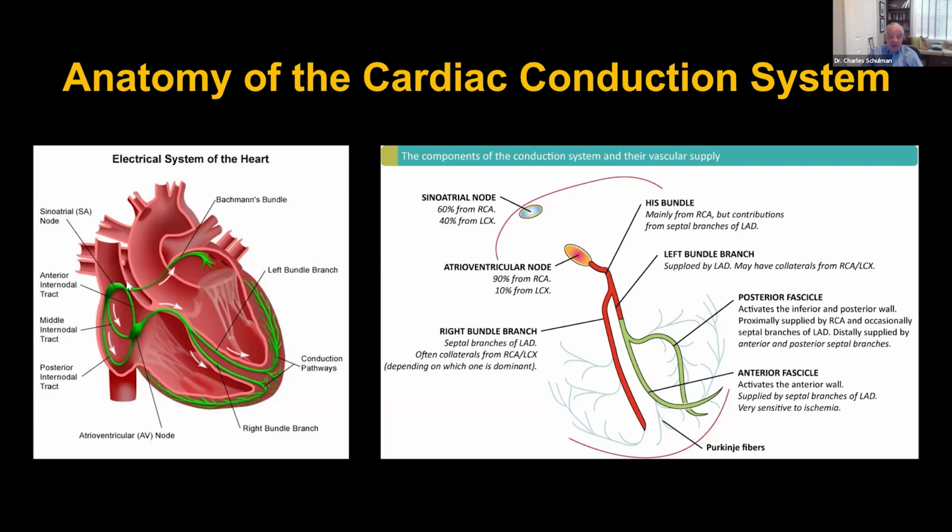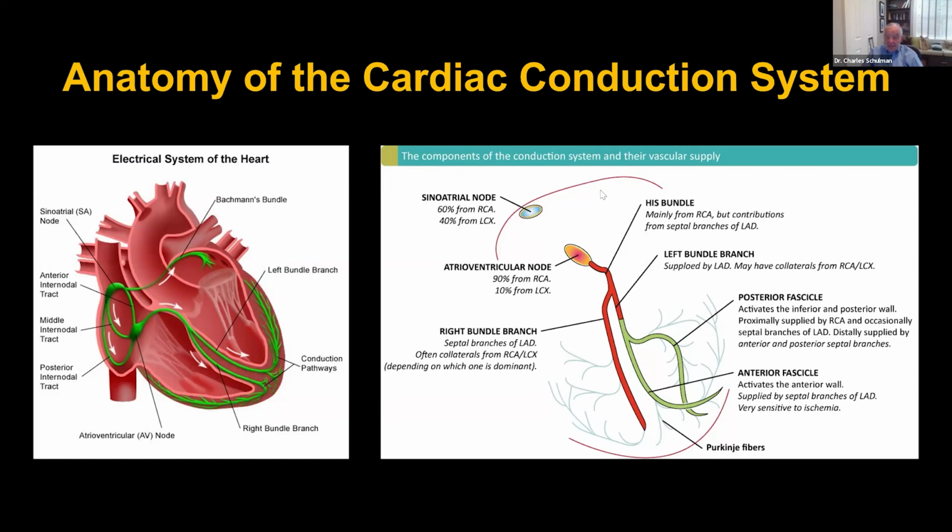Okay, so starting with the anatomy of the cardiac conduction system, the cardiac impulse starts at the SA node, the sinoauricular node, which is located at the junction of the right atrium and the superior vena cava. Impulses travel through the atria to the AV node over something called Bachmann's bundle. At the AV node, there's a kind of a pause, and then the impulse travels into what's called the common bundle or His bundle, and then the bundle branches and the His-Purkinje system.